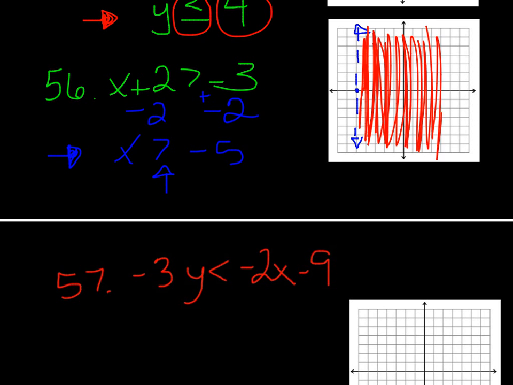And once again, our test point, our 0, 0, the origin, is inside the shading, so we get a true statement. So if I put a 0 in for x, I'd get 0 is greater than -5, which is true, which means we shaded correctly.